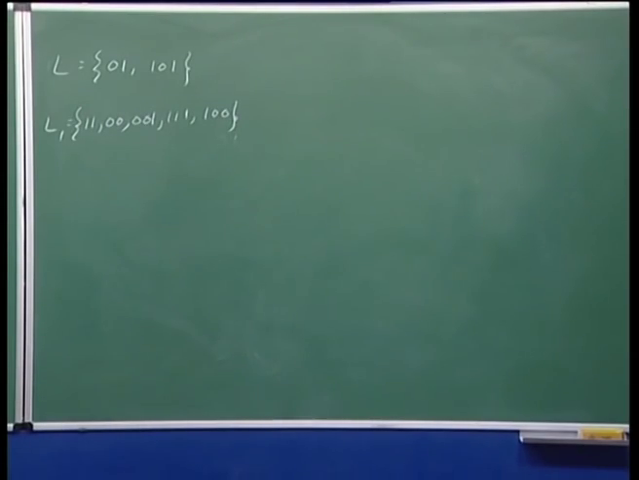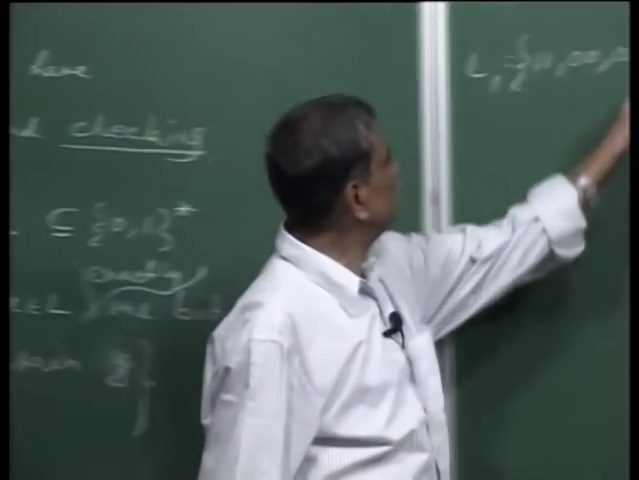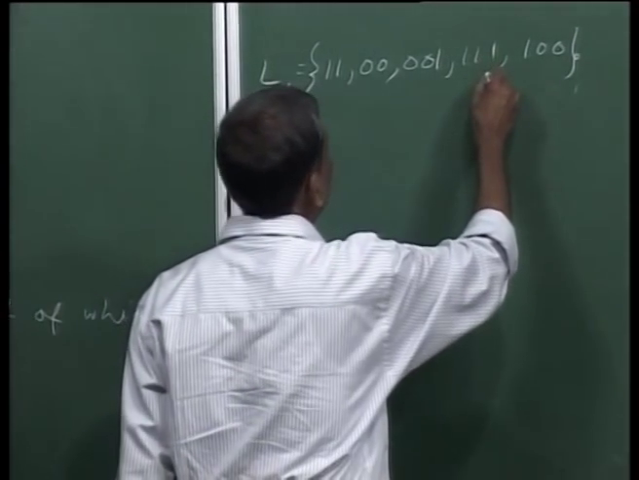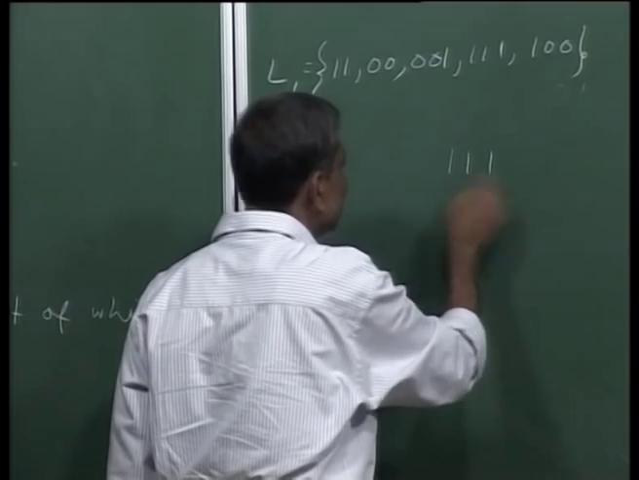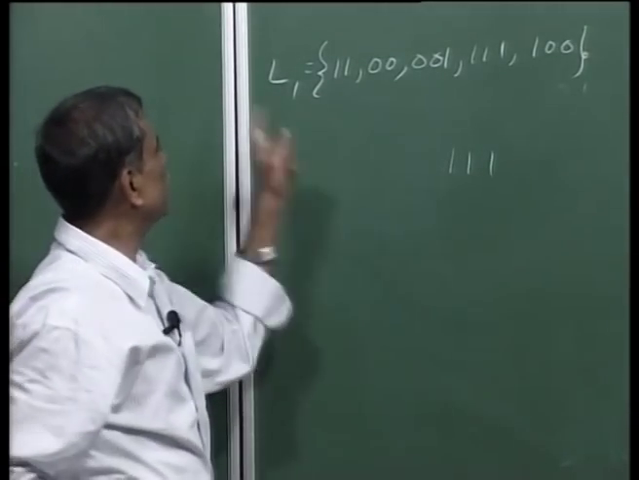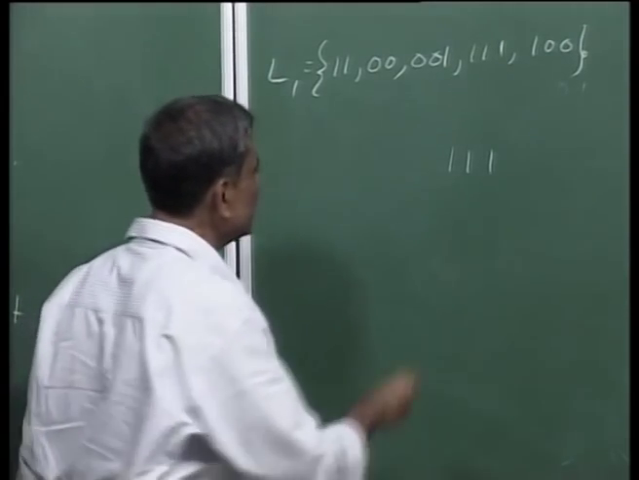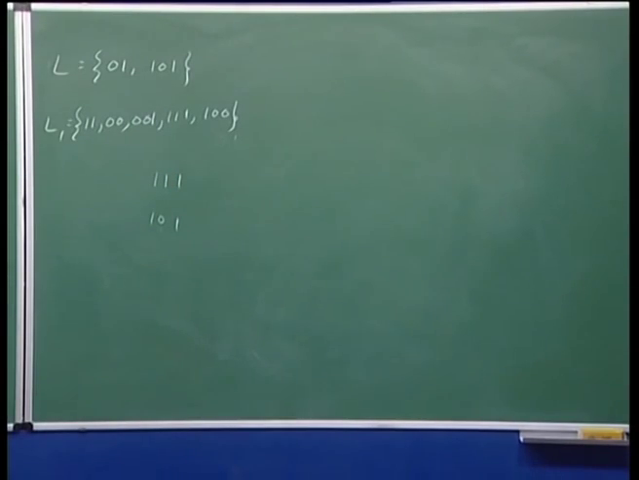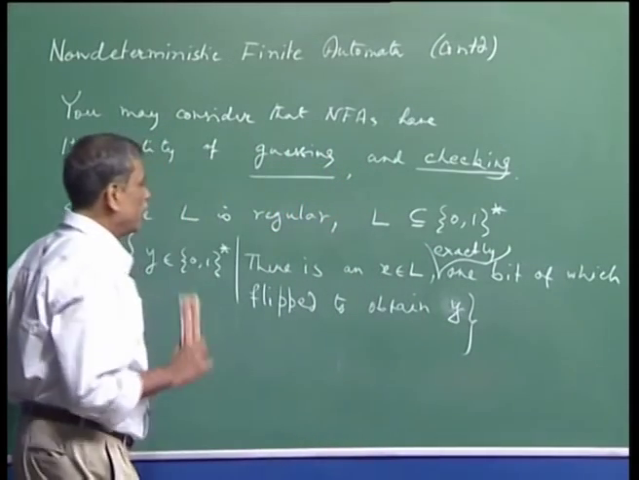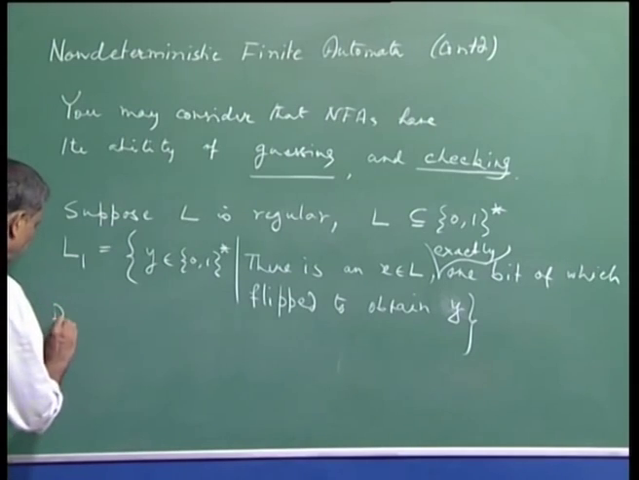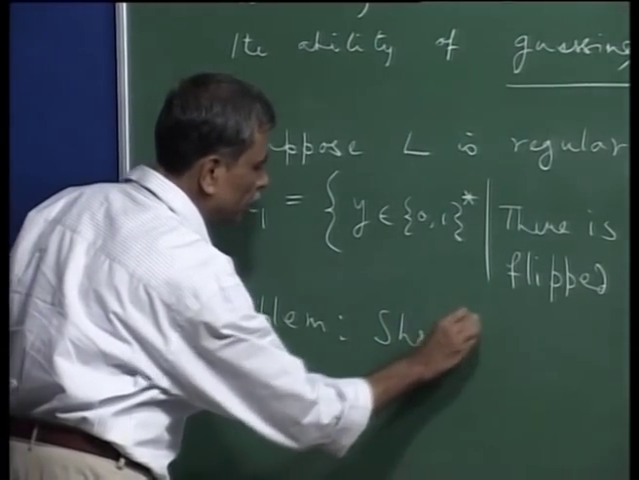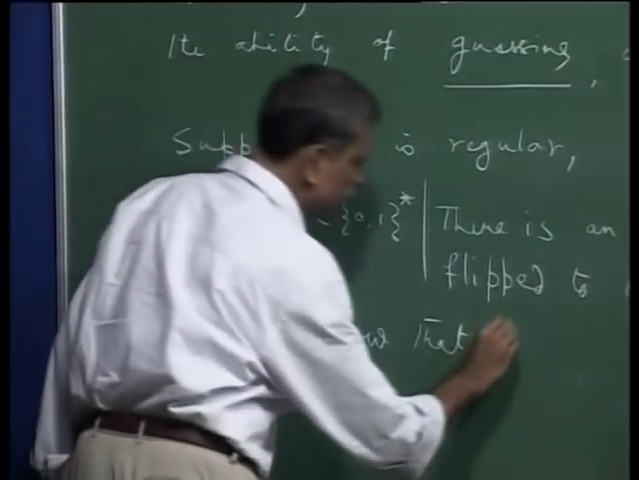Now, if I ask you why this particular string is in language L1, you will say, oh, you see, that is because if you flip the second bit, you will get 101, and that is in the language L. It is clear what the language L1 is, and the problem is to show that L1 is regular.